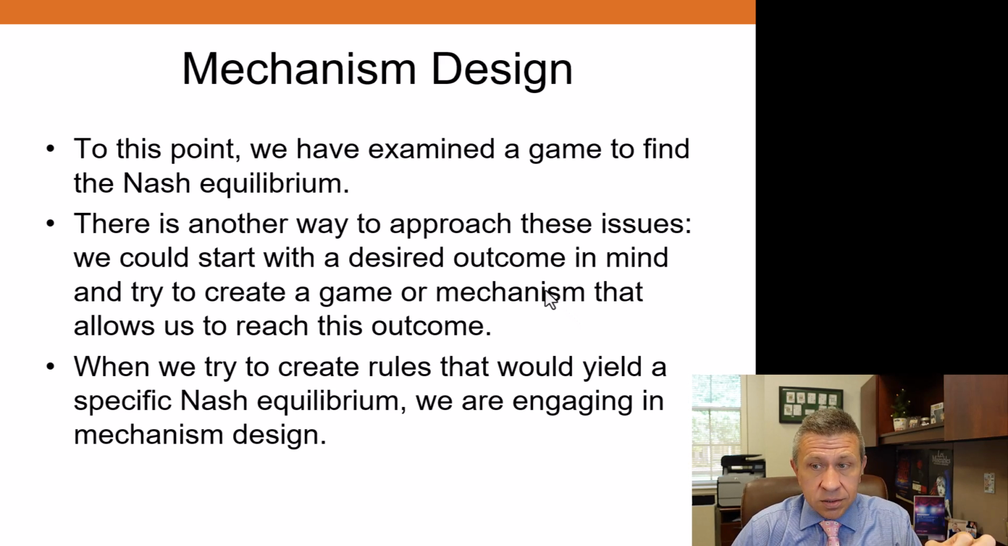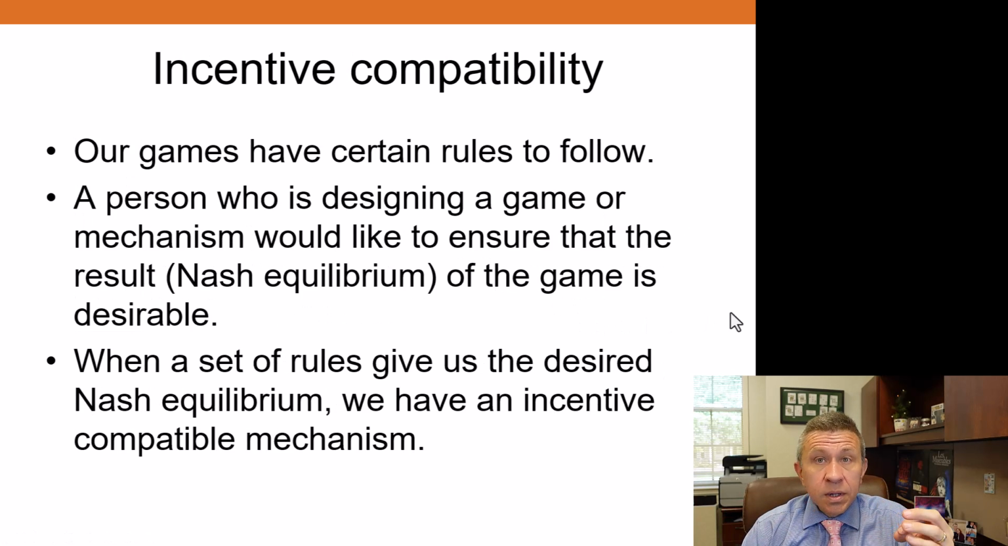When we create rules that would yield a specific equilibrium, Nash equilibrium, we are engaging in what we call mechanism design. Our games have certain rules to follow, and anybody designing the game would like to ensure you hit that desirable Nash equilibrium. When successful, when a set of rules are put into place and it yields the desired Nash equilibrium, so you get the outcome you want, we have what's called an incentive compatible mechanism. Incentive compatibility is discussed a lot within economics. That is the technical phrase for this. An incentive compatible mechanism yields a desired equilibrium.